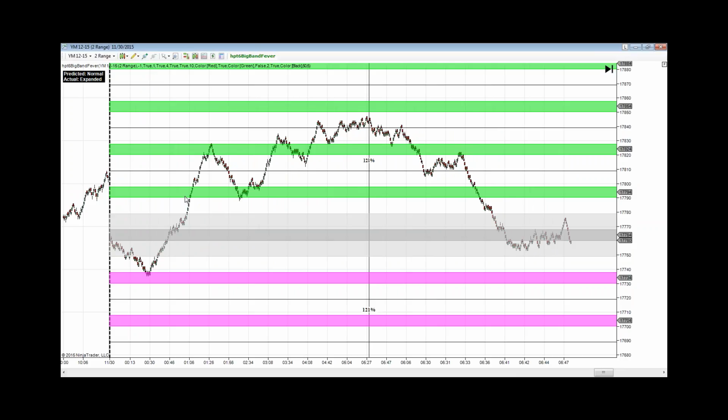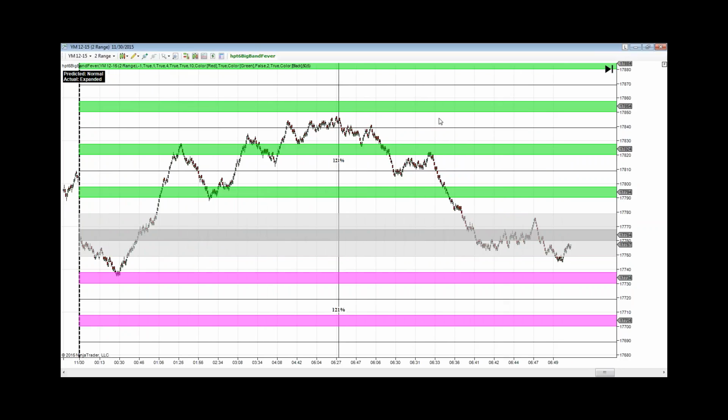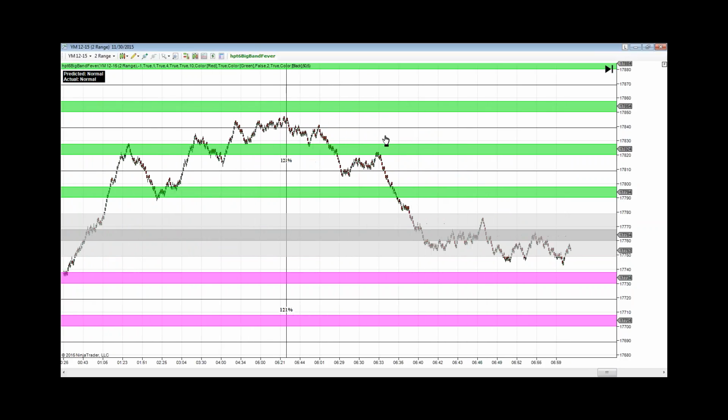So we're not looking at taking any more of these band level trades unless we get back to normal again. And as we move out, again, it's analyzing the time of the day.